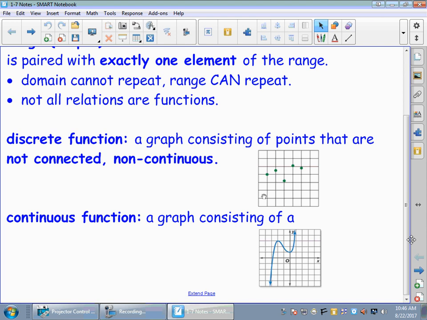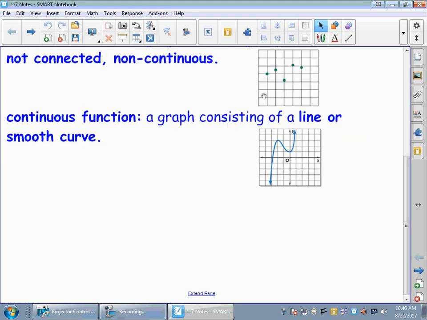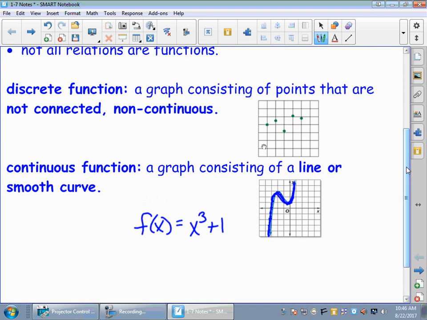A continuous function is a graph consisting of a line or a smooth curve. So this is a function. This is actually something cubed. So this would be like the function f of x is equal to x cubed plus 1 maybe. Again, the domain didn't repeat, but it's all of those values. So it's all of the fractions and decimals, whole numbers, positive and negative that make this up. And because all the rational and irrational numbers are included in here, it becomes a continuous curve. But up above, it's not continuous because we didn't include all of those fractions or decimals.